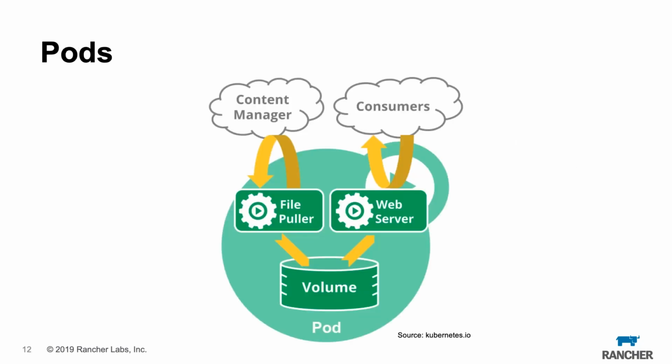Here's an example that I ripped out of the Kubernetes IO website that is a great example. You've got a file puller that pulls content from some external CMS system that people update. It writes that out to storage, and then a web server is responsible for retrieving that content when people ask for it and delivering it to them. This is a beautiful example of two containers that each do one thing, but together they provide greater functionality.